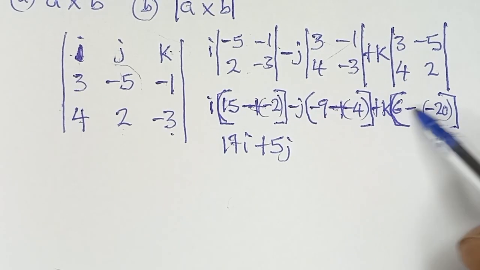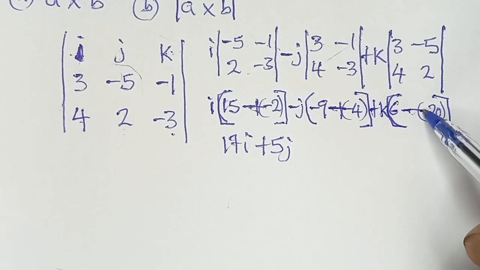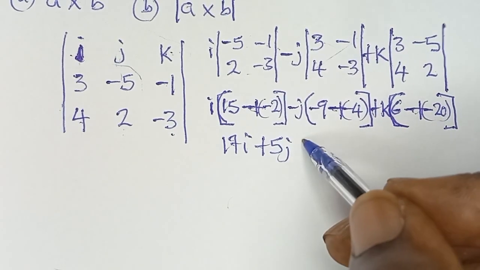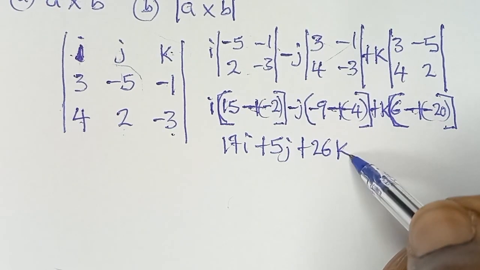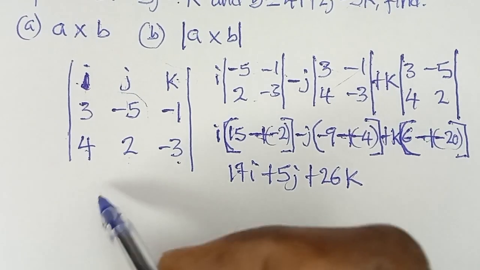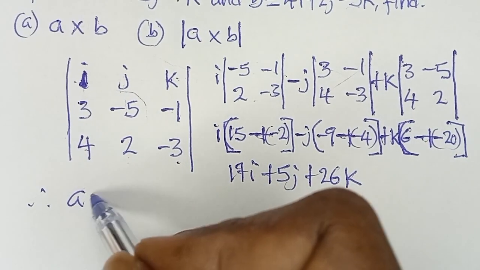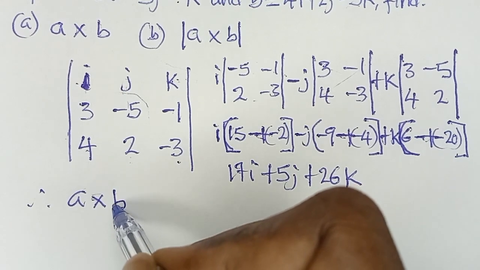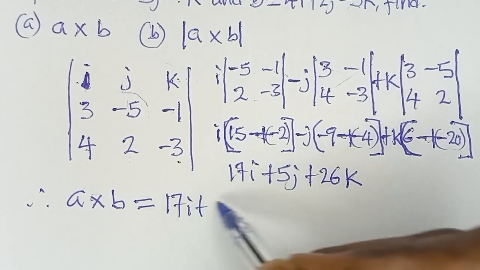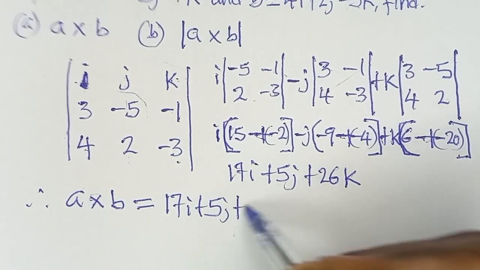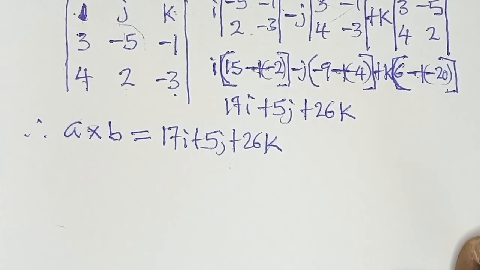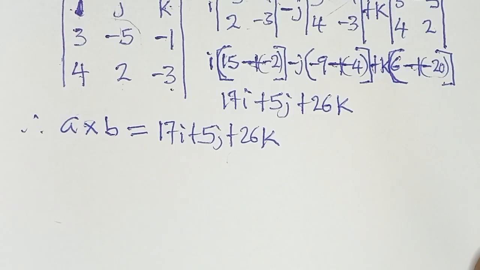So then the last one, 6 minus minus 20, this minus becomes plus. So 6 plus 20 is 26, multiplied by k will give us positive 26k. So finally, we have obtained the value of a multiplied by b. So a multiplied by b, that is the cross product of a and b, is equal to 17i plus 5j plus 26k. And that is the answer for a multiplied by b.